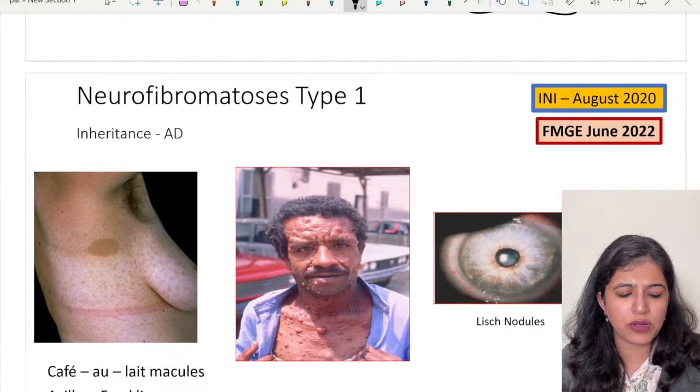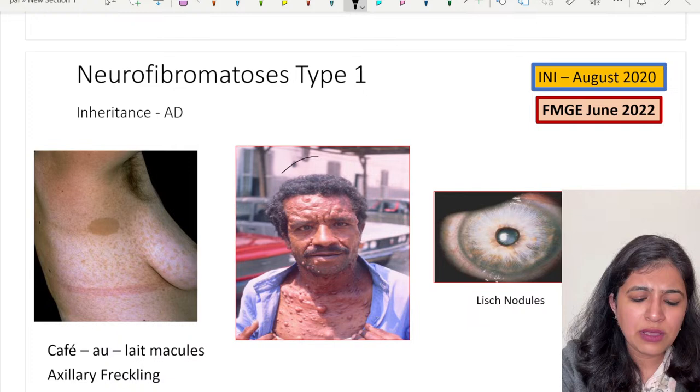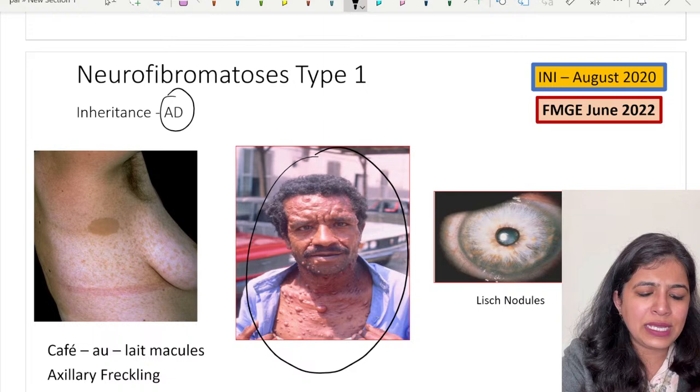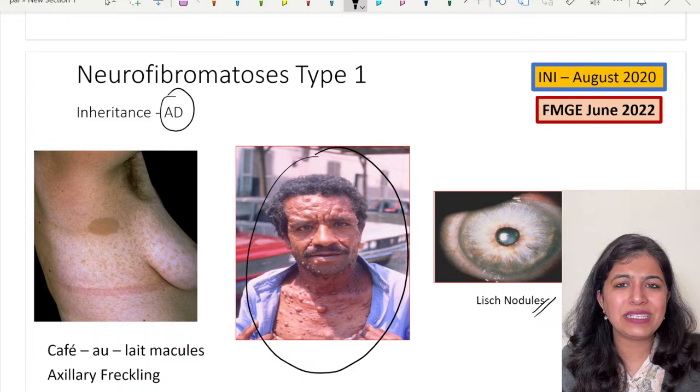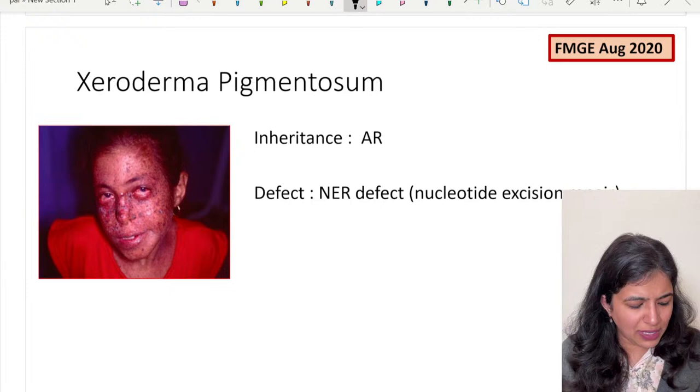Then this was the question asked in last year's June 22 exam. A patient presents with café au lait macules with skin colored swellings on the body as shown in the image. What is the inheritance? When you see this kind of image, you know you're dealing with NF. NF inheritance is autosomal dominant. What you see in the eyes are Lisch nodules. So when you see these skin colored swellings on the body, this is neurofibromatosis. Inheritance is autosomal dominant.